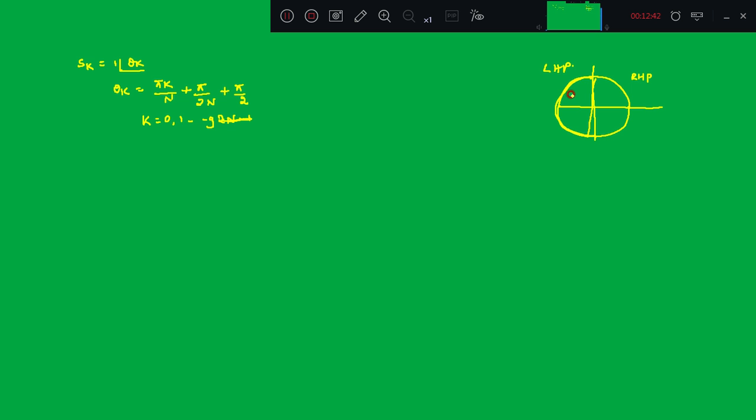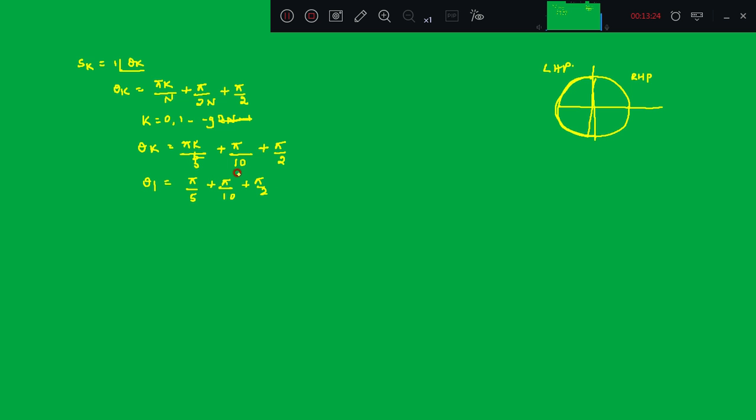So now let us calculate. Here theta k is equal to pi k divided by n. N is 5, so pi k divided by 5, plus pi divided by 2 times n, which means pi divided by 10, plus pi divided by 2. Is that clear? Now you substitute k is equal to 1. Theta 1 is equal to, for k is equal to 1, pi divided by 5 plus pi divided by 10 plus pi divided by 2. Right?